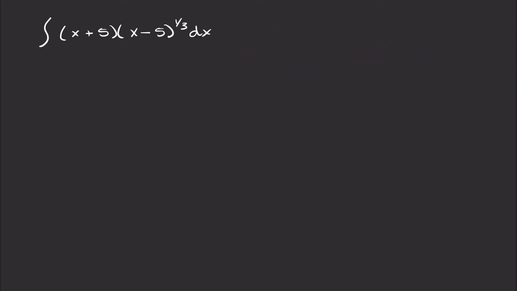For the next integral, we have the integral of x plus 5 times x minus 5 raised to the 1/3 power. So we're going to let our u equal x minus 5, and our du will just be dx. Okay, and again, we can already see we need to deal with this x and the term to the left. So I'll go to my u equation and solve for x. So I'll just add 5 to both sides, and this will be x equals u plus 5. And so now I can substitute.